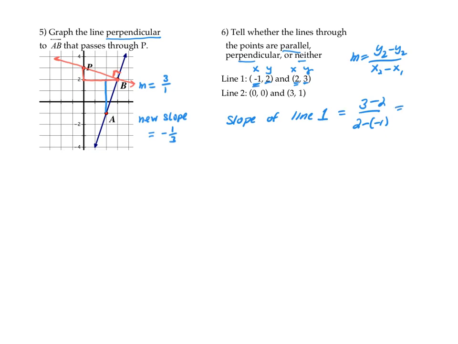The only tricky thing about slope, other than getting the x's and the y's in the right spot, is watching your signs in here. 3 minus 2 is 1. 2 minus a negative 1 becomes 2 plus 1, which is 3. So the slope of line 1 is 1/3. For the slope of line 2, we're going to do 1 minus 0, that's the change in y, divided by 3 minus 0, and we end up with 1/3. These two lines have the same slope, they're parallel.